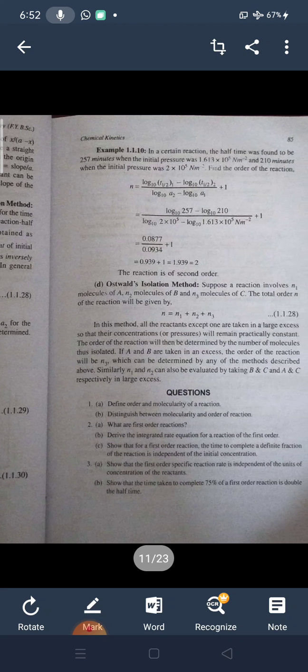And the last method is the Ostwald isolation method. Here the order n will be n1 plus n2 plus n3. In this method, all the reactants except one are taken in large excess.